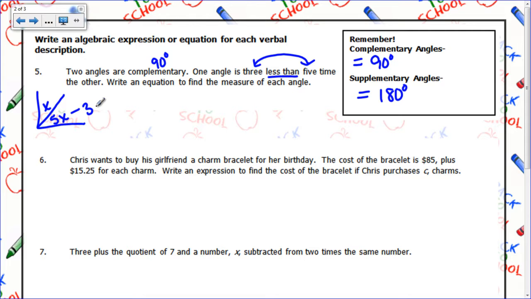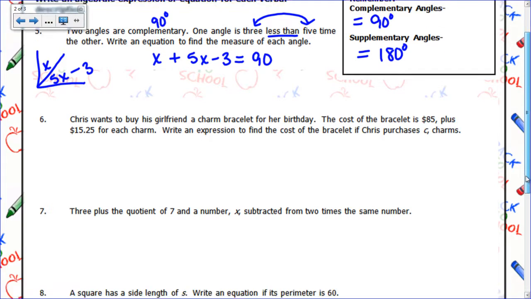And so then it says to write an equation to find the measure of each angle. Well, if I wanted to find the measure of each angle, I would add these together, and so I would have the first angle x plus the second angle 5x minus 3, and it must equal 90 degrees. And that would be my equation.